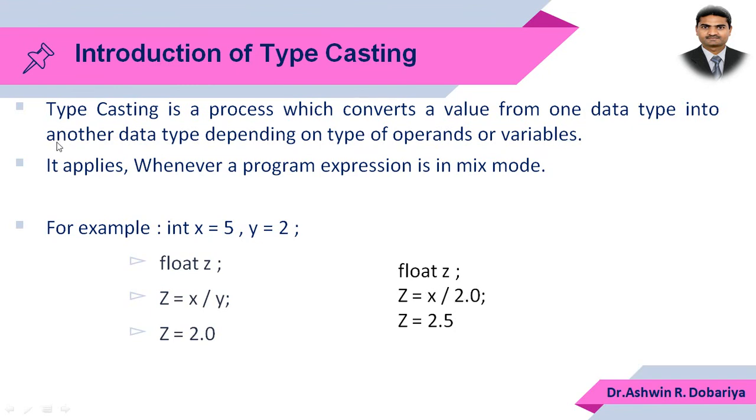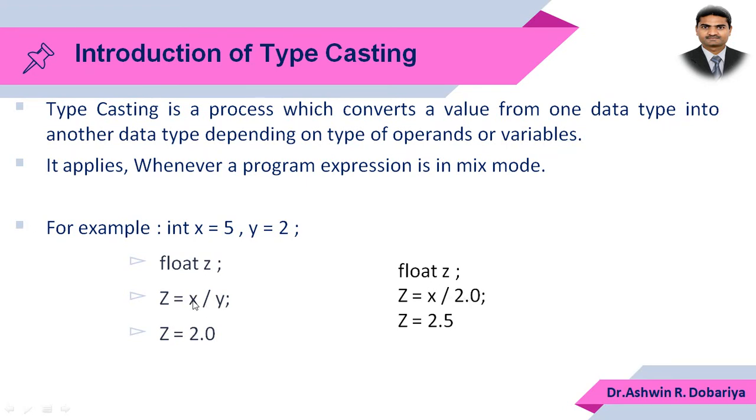One important thing, where exactly the typecasting happens. It applies generally whenever a program expression is in a mixed mode. Now what do you mean by mixed mode? Suppose this is an arithmetic expression. Mixed mode means the data types of the operands are different. Suppose here x is an integer and 2.0 is a float. So one operand or one variable is an integer, another operand is a float. So it's a mixed kind of expression.